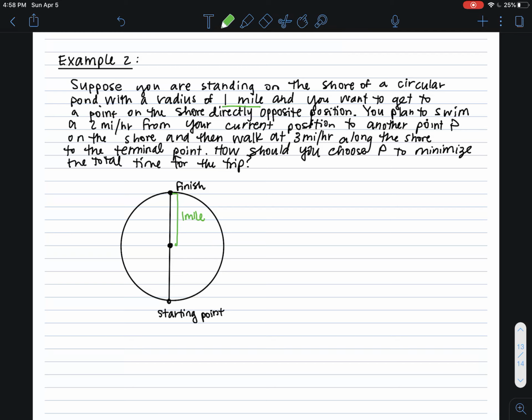Okay, hello everybody. So for example 2, I already wrote out the example because it is long and I didn't want to have to write it while talking to you guys. So I'm going to read it really quickly and then we'll get to solving it.